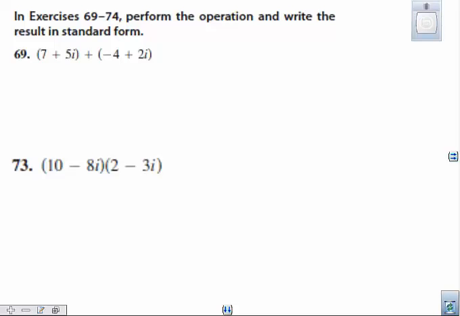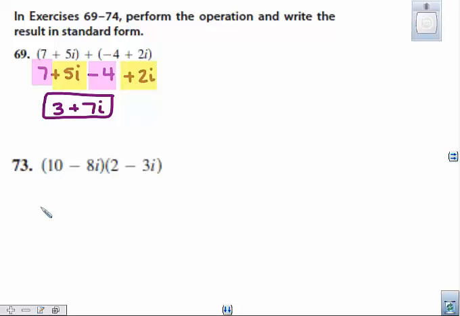69 is asking you to perform the operation and write in standard form. Okay, this operation is addition. So we have a complex number plus another complex number. Remember, this plus is not changing the sign of anything, so you can just drop the parentheses. And this is just minus 4 and plus 2i. So all you have to do is really combine like terms. You have the real part and you have the imaginary part. So when we combine those real parts, we have 3, and the imaginary parts, we have 7i.